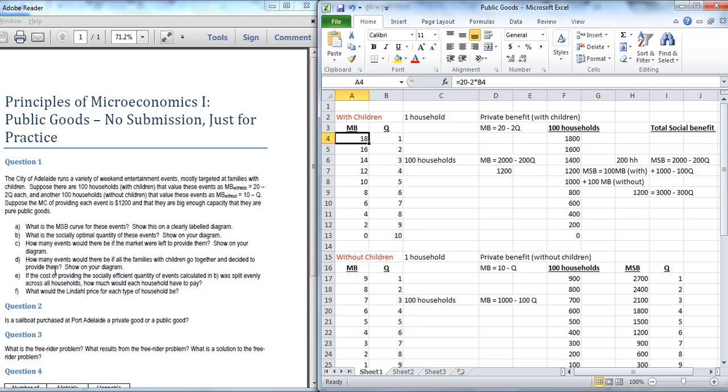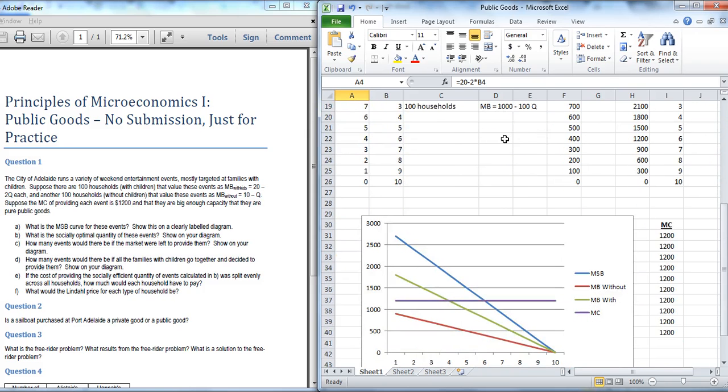Part D says, how many events would there be if all the families with children go together and decided to provide them? Show on your diagram. Okay, so if all the families with children go together and decided to provide them, now we want to say we're coordinating the 100 families with children. So remember, the marginal benefit of the 100 families with children from these events is 2,000 minus 200Q. That's 100 times each individual one of 20 minus 2Q.